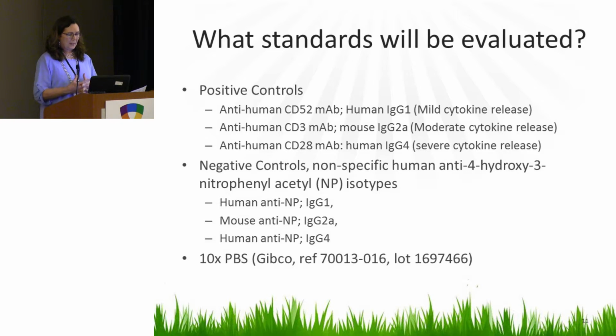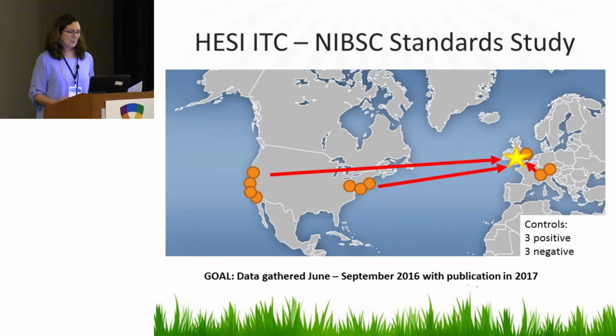So as I said, we have 6 controls, and we have 10 participating companies. And I don't have a slide for that, but if you're interested, it's Amgen, Pfizer, Merck, Roche, Celgene, Novartis, Janssen, MedImmune, GSK, and Genentech. And so there are 10 companies on 2 continents.